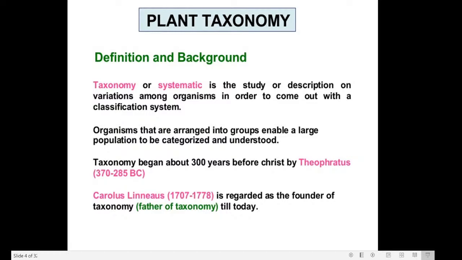Taxonomy was fixed and studied in 370 to 285 BC itself, that is about 300 years before Christ. And Carolus Linnaeus is the father of taxonomy. Carolus Linnaeus reported the taxonomy between 1707 and 1778. In that period he reported the taxonomy of plants, and this is the first report. So we call Carolus Linnaeus the father of taxonomy.